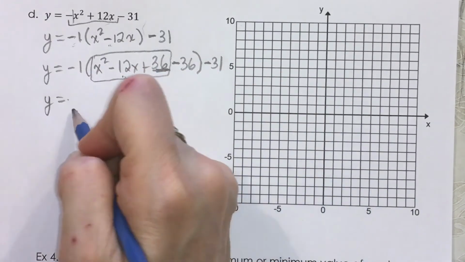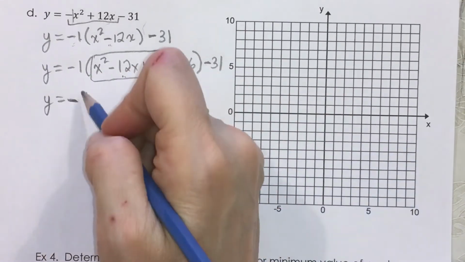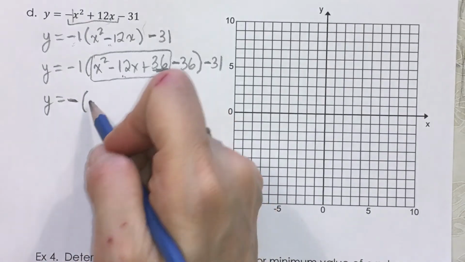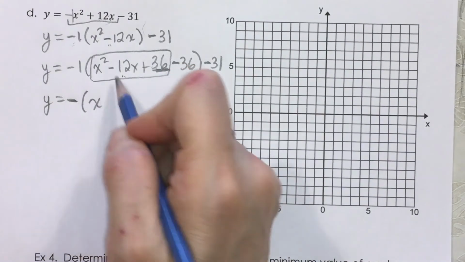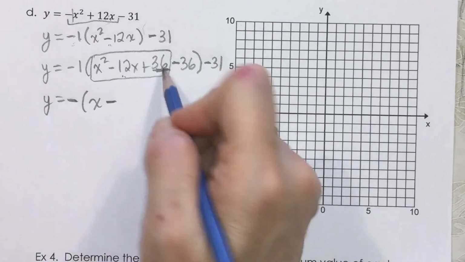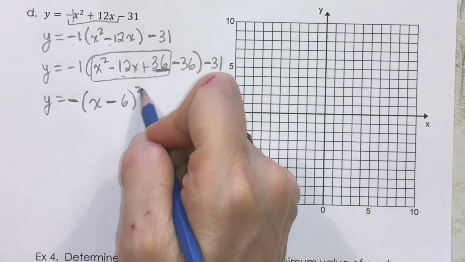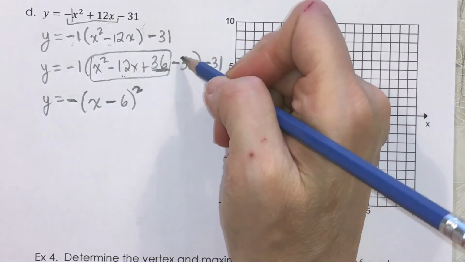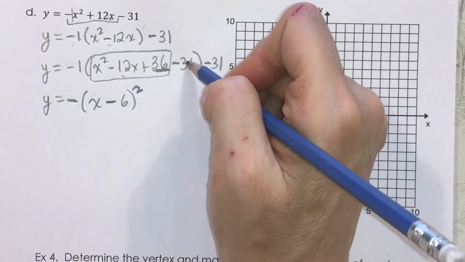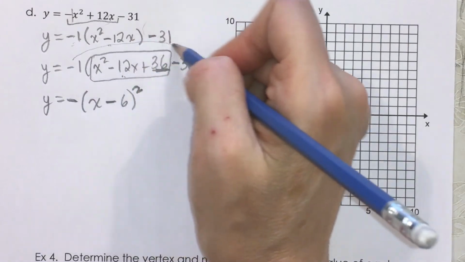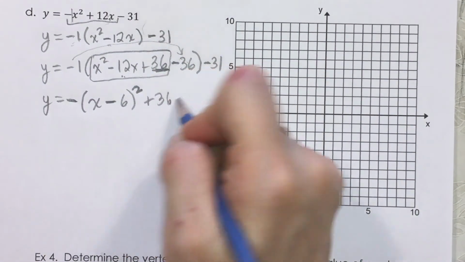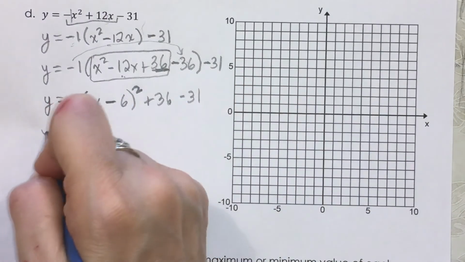So I've got my negative out front. You can put the 1, but you don't really need to. This factors to give me x, sign from the middle, negative, square root of 36 is 6, all squared. Don't forget the squared here because that's what makes it a parabola. And then to get the negative 36 out of the parentheses, you have to multiply by the number out front. So negative 1 times negative 36 is positive 36 minus 31.